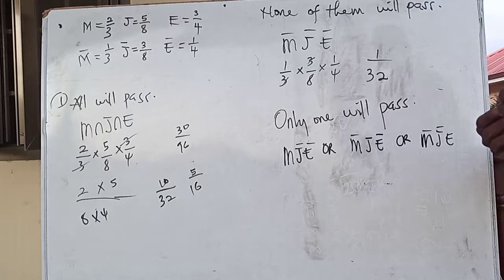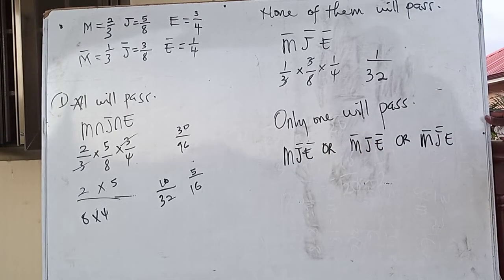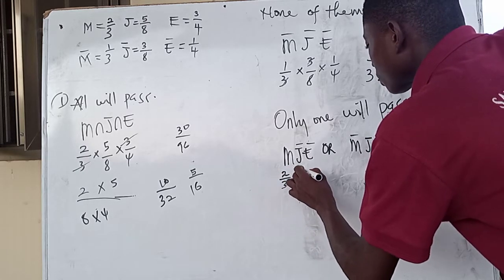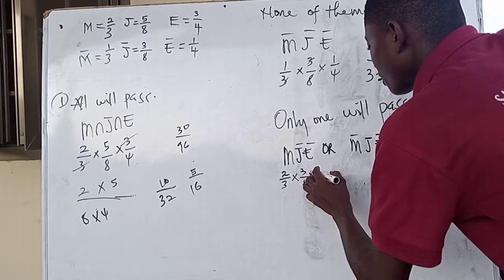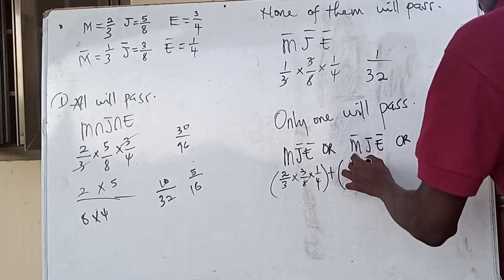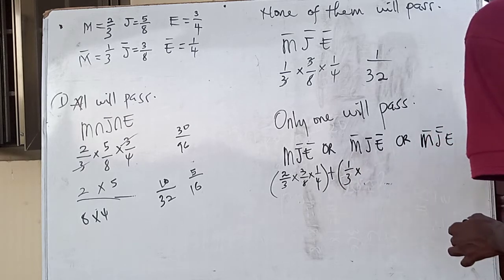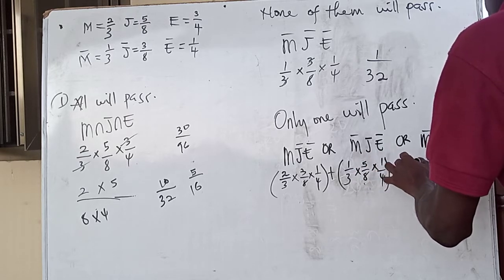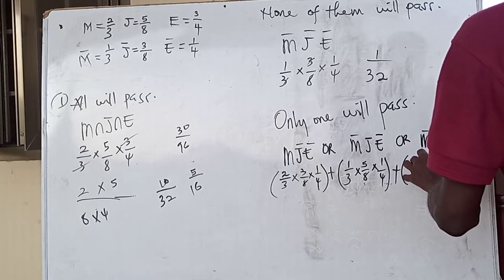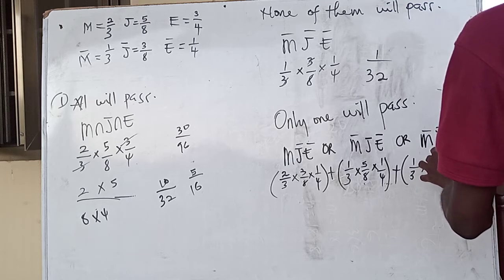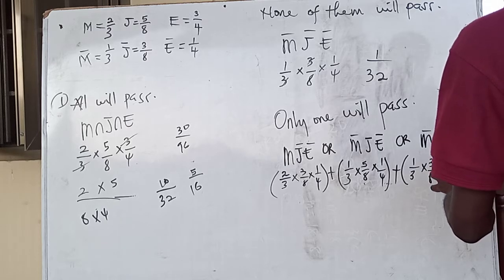So that is how it is. Manful passing is 2 over 3. John not passing is 3 over 8. Ernest not passing is 1 over 4. All means plus. Manful not passing is 1 over 3, John passing is 5 over 8, Ernest not passing is 1 over 4. Then Manful not passing is 1 over 3, John not passing is 3 over 8, and Ernest passing is 3 over 4.